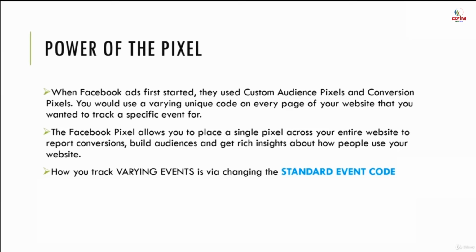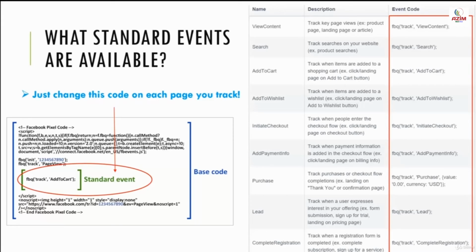So that original Facebook pixel you copy and paste into a file or text file, that stays the same. All you're adding to it is that standard event code for the varying event that you want to track. So what standard events are available? These are what Facebook have currently. So there's a ton of them. View content, to purchases, to leads, to completed registrations.